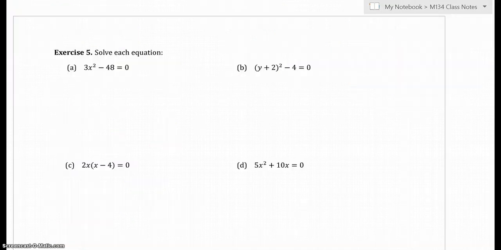So now I would like you to try this. Try exercise 5. To warn you, some of them are going to be using the extraction of roots, where we isolate the x squared when we can, and others are going to be factoring. Pause this, try it, and we'll come back and look at the solutions.